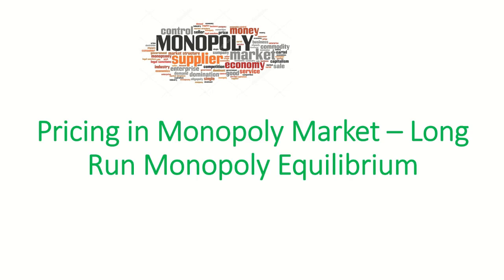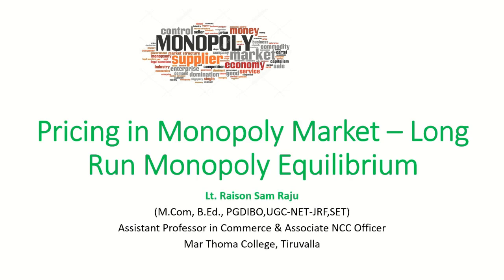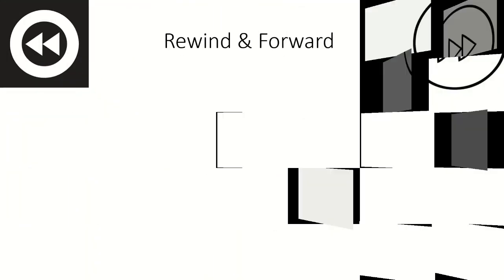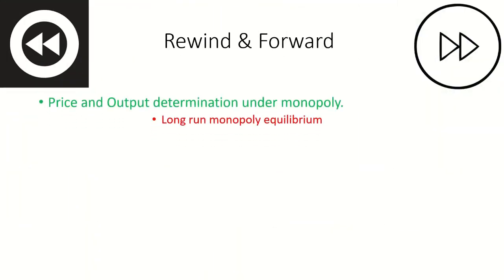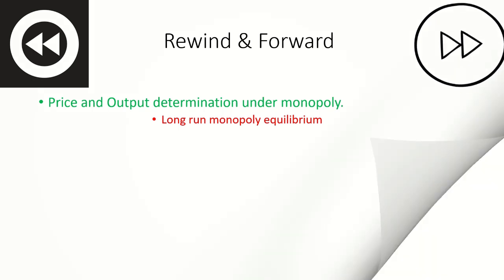Students, today we are going to discuss the next part of module number 5, that is the long-term monopoly equilibrium. In the last class we discussed the short-term equilibrium, and we found how we can attain the price and output determination under monopoly in the short run. Now we are going to discuss the long-run monopoly equilibrium.